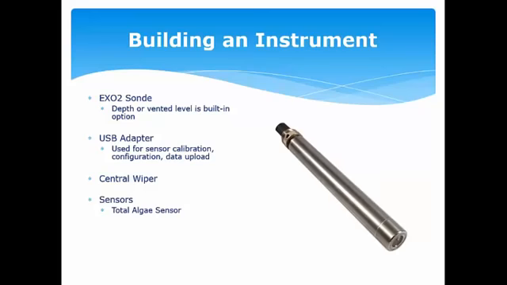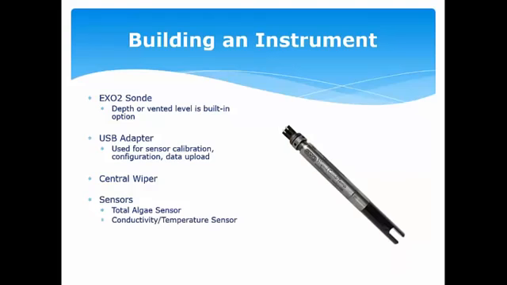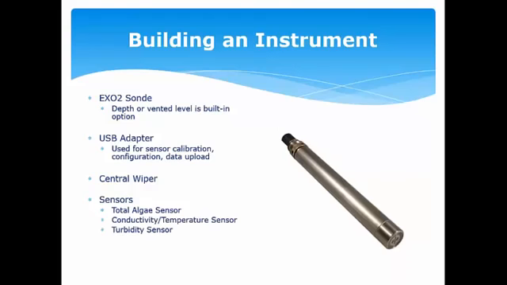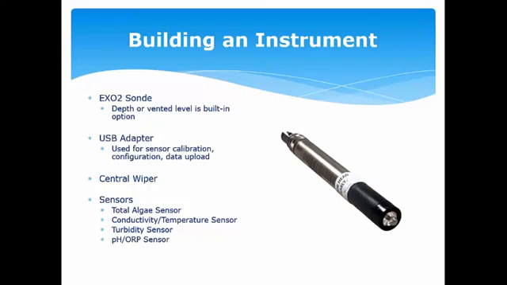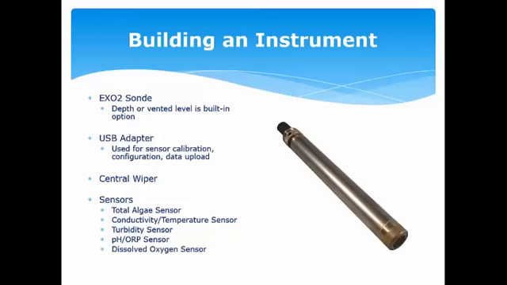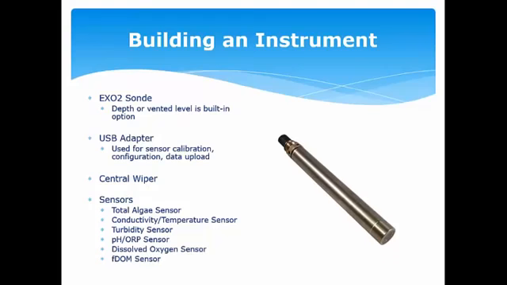And then the available sensors, you can see the total algae sensor there, conductivity and temperature, turbidity, pH, ORP. You'll see that black plastic portion. That's a consumable module that needs to be replaced every 18 to 24 months. There's the optical dissolved oxygen sensor listed there, and finally the dissolved organic matter sensor.